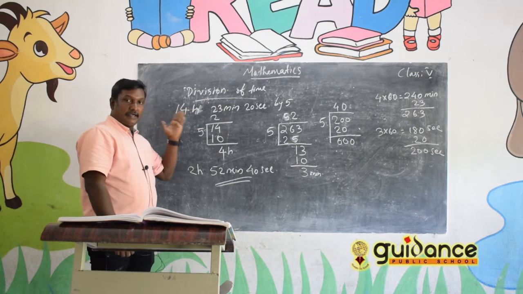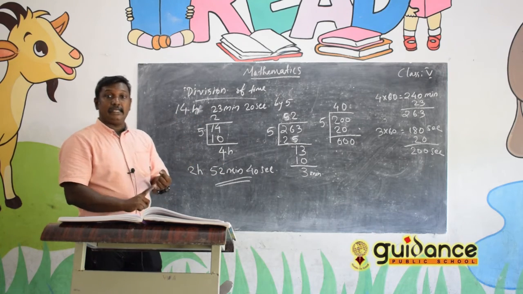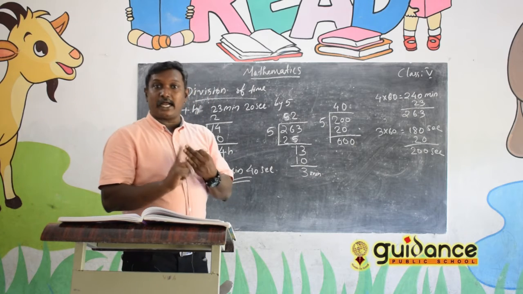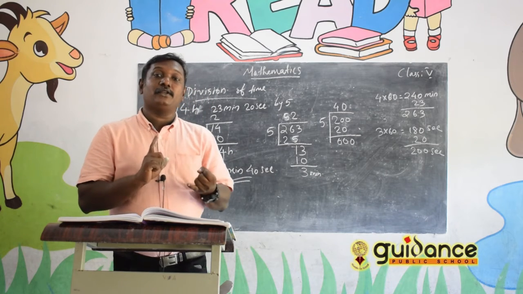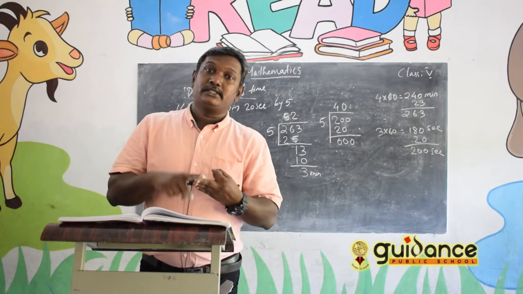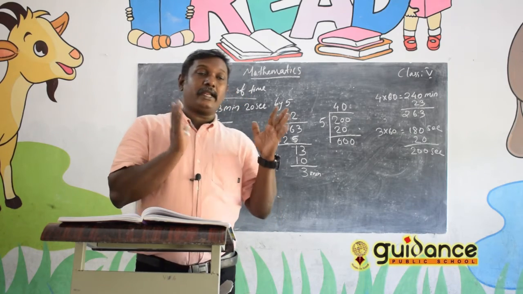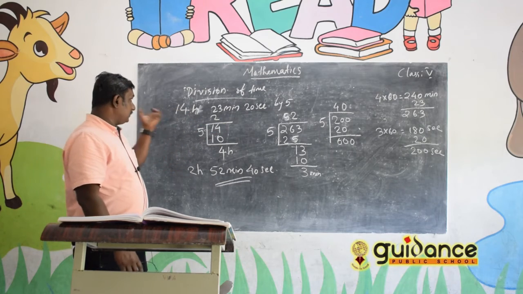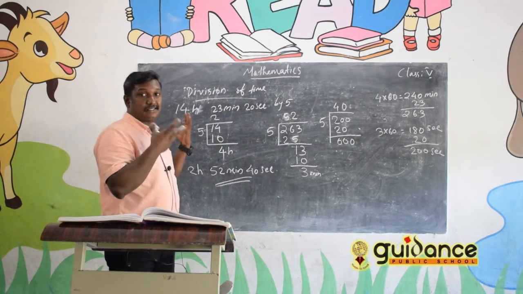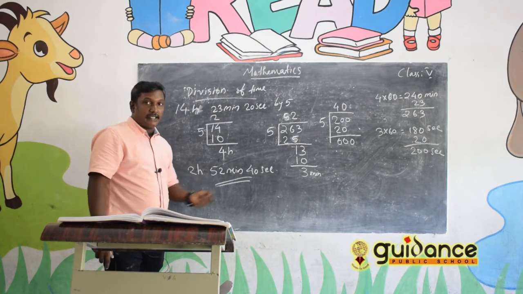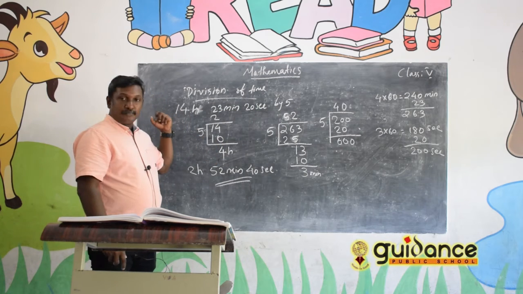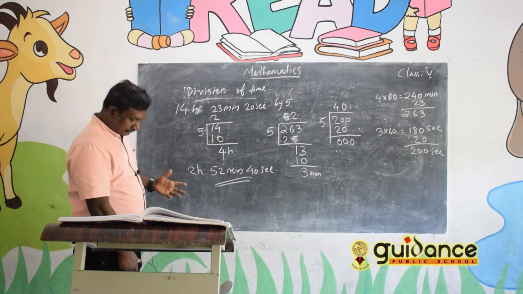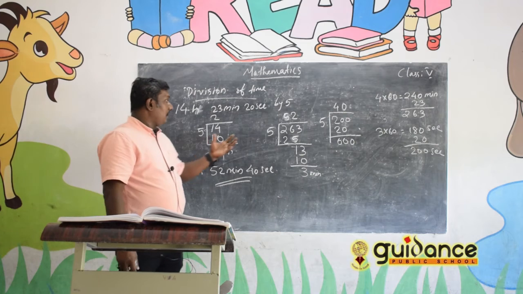First we have to divide the hours. When we divide year, month, week, start with the year. When we divide week, days, hours, start with the week. From the greatest values we have to start. Greatest according to the scale, which one is the greatest? Second, minute, hour: hour is the greatest. We consider it that way.